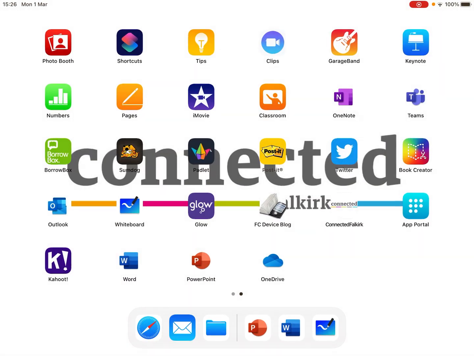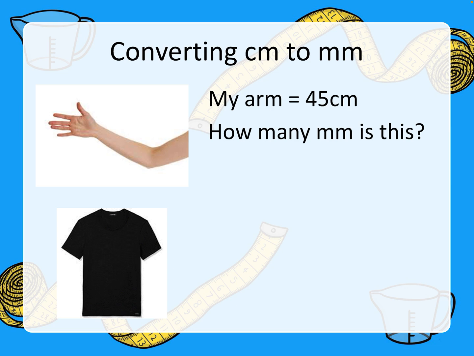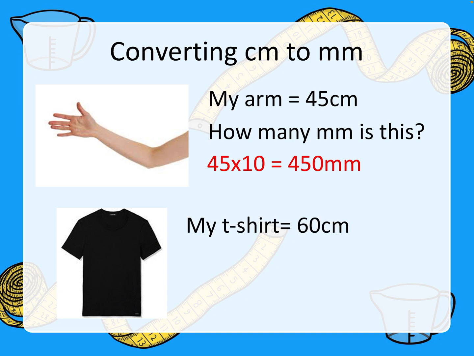So you could say your arm is 45 centimetres or 450 millimetres. Okay, it's just two different units of measurement. You're more likely to say it's 45 centimetres, okay, but it's getting you to understand how they relate to each other. So let's do another one. My t-shirt is 60 centimetres. How many millimetres is this?